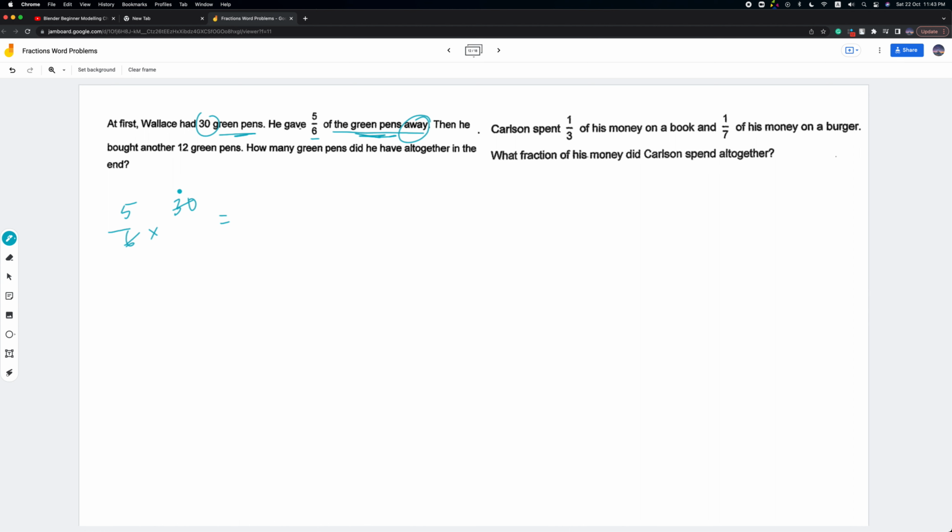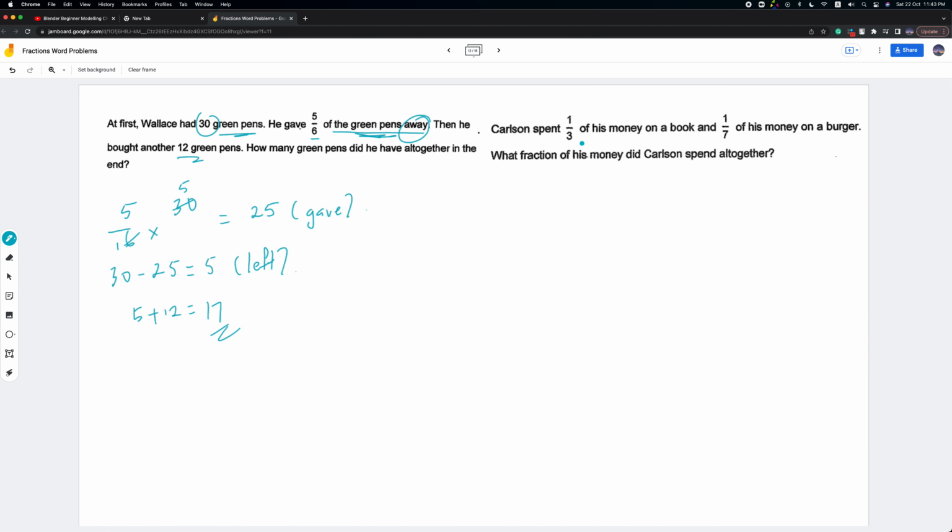So we just simplify. We will get 25. So again, this is gave away. A simple calculation will give us how many he has left. So he has 5 pens left. He bought another 12. How many did he have in the end? So 5 plus 12 equals 17.